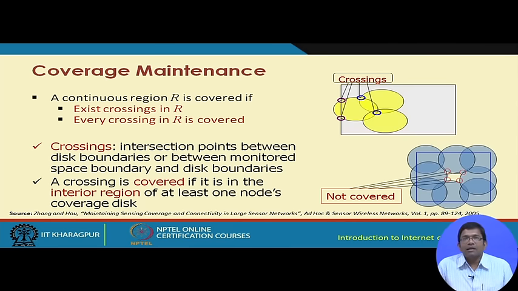So a continuous region R is covered if there exist crossings in R, and every crossing in R is covered. So we have to ensure that there are crossings in this particular region, and we do see that there are crossings in this region, and then we have to ensure that every crossing, like this crossing, this crossing, this crossing, each and every crossing again has to be covered. Like this crossing in this particular figure is not covered, this crossing is not covered, whereas this particular crossing which was formed out of these two circles is covered by this circle. So this crossing is covered, whereas this crossing or this crossing, these are not covered. So this is what has to be ensured, and this is shown in a different way in this particular diagram.